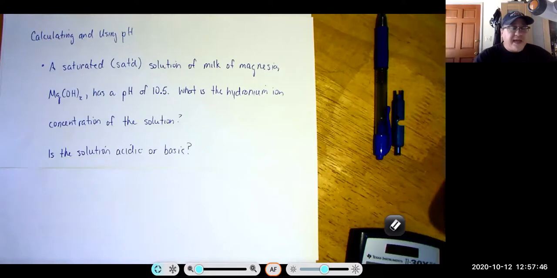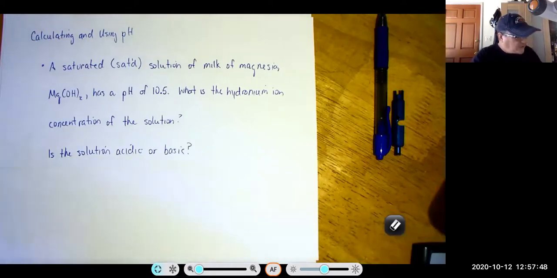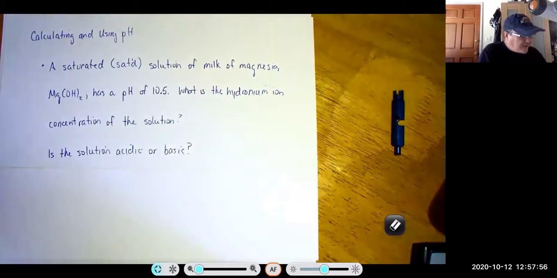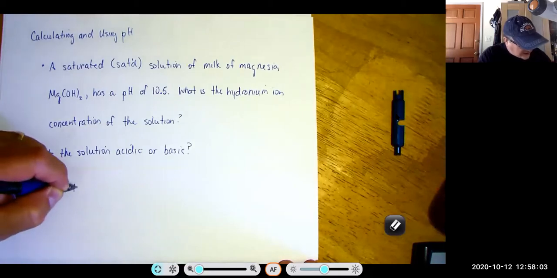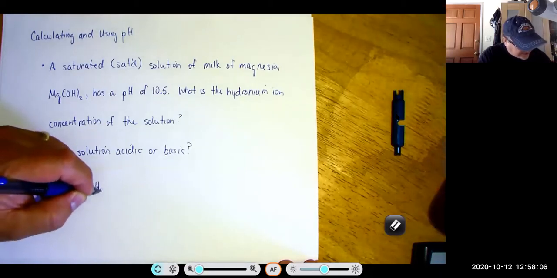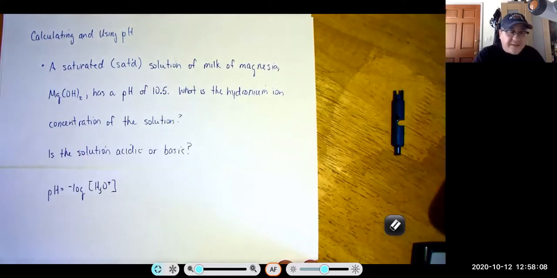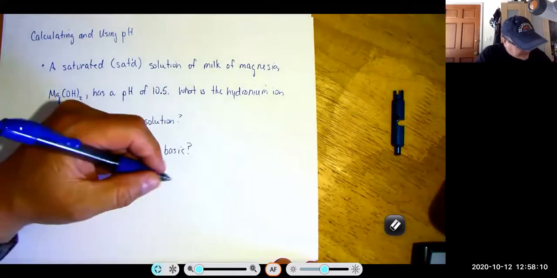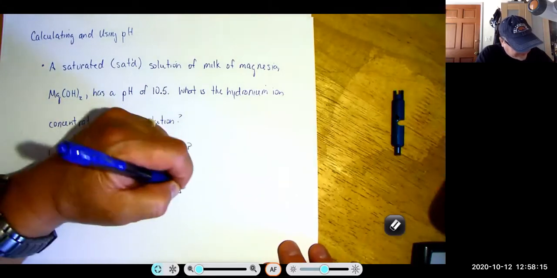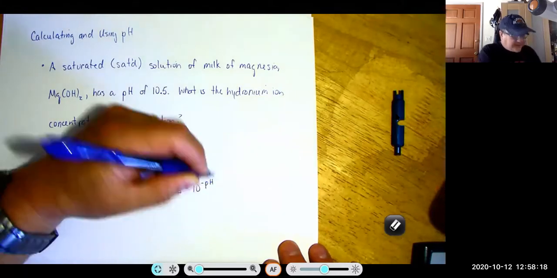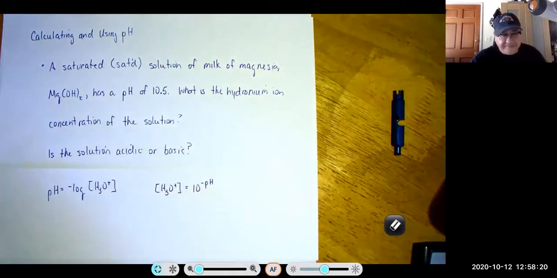Calculating and using pH. So a saturated solution of milk of magnesia has a pH of 10.5. What is the hydronium concentration of the solution? For pH, there are two formulas you need to know. One is that pH is negative log of the hydronium ion concentration. And the same equation written differently is this. These are the same equations written differently.